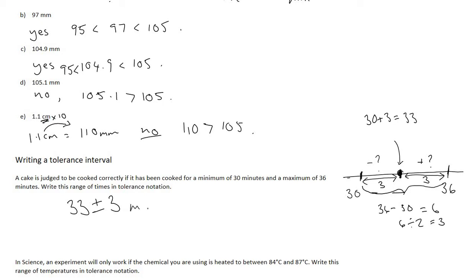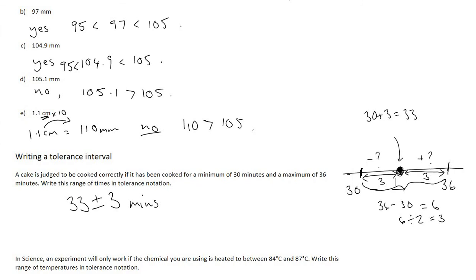And it's in minutes, so let's make sure we've got the units written in there. Okay, so I've got my middle value, 33, and I'm adding on 3 and I'm taking away 3. And I kind of did that by drawing a picture and working out what was in the middle, what's the total difference, and then I split it, and then kind of using a bit of common sense there.